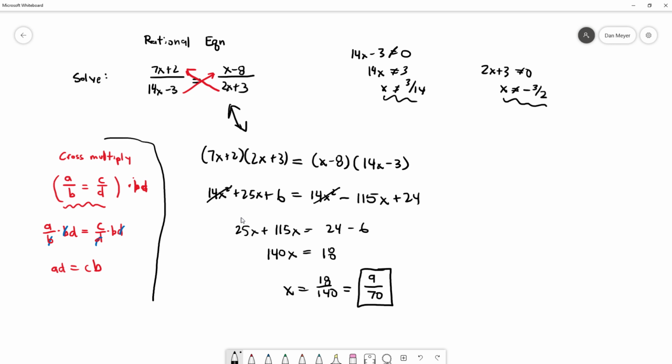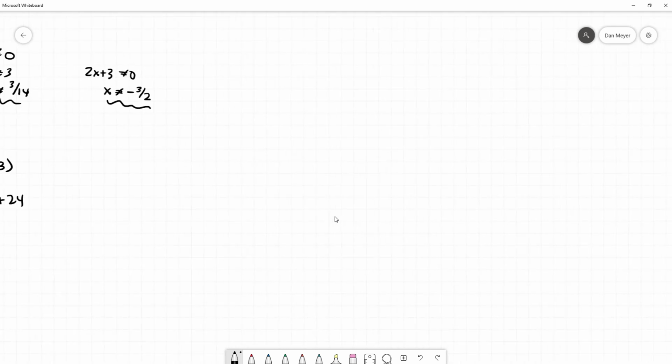All right, so this was a linear equation. The answer to the linear equation is 9 over 70. And see, the videos do a good job of remembering to check. I always forget myself, but you don't want to. 9 over 70 is not either one of these two forbidden numbers. All right, so the cross-multiply process is something that can work for a rational equation.